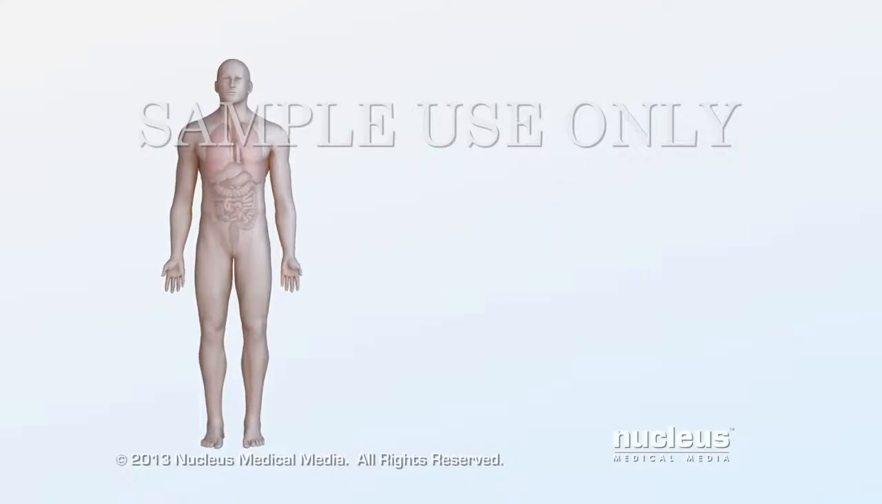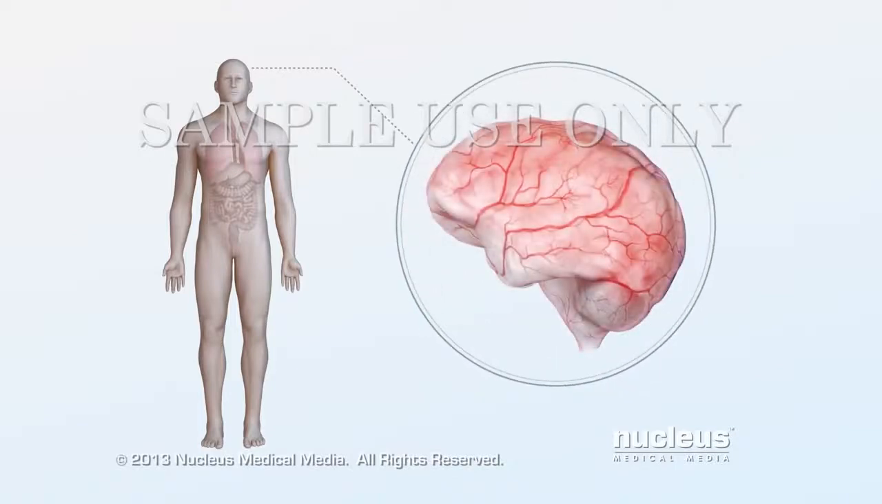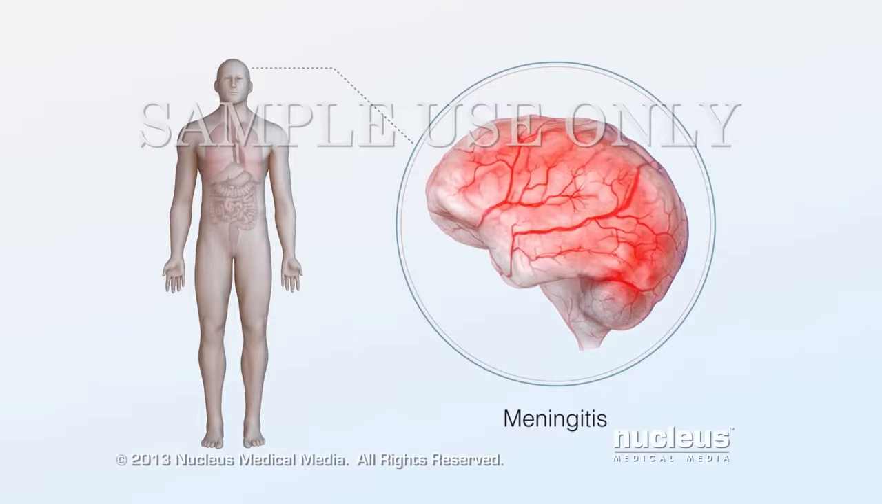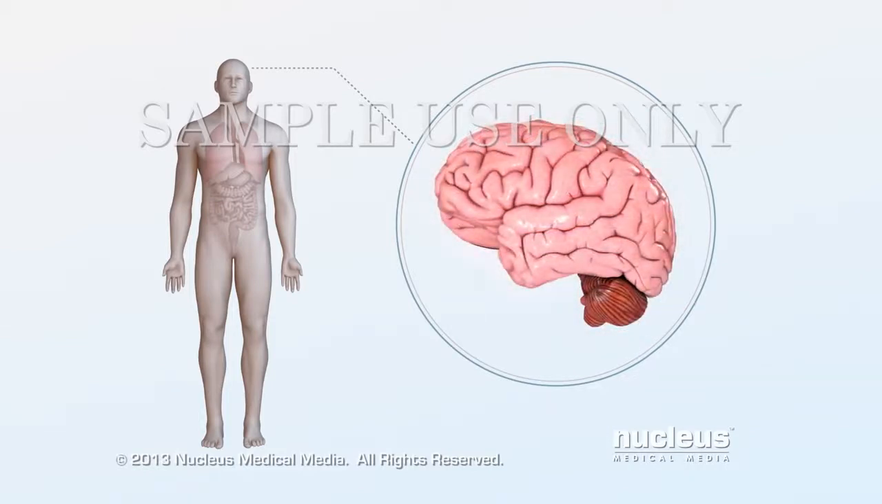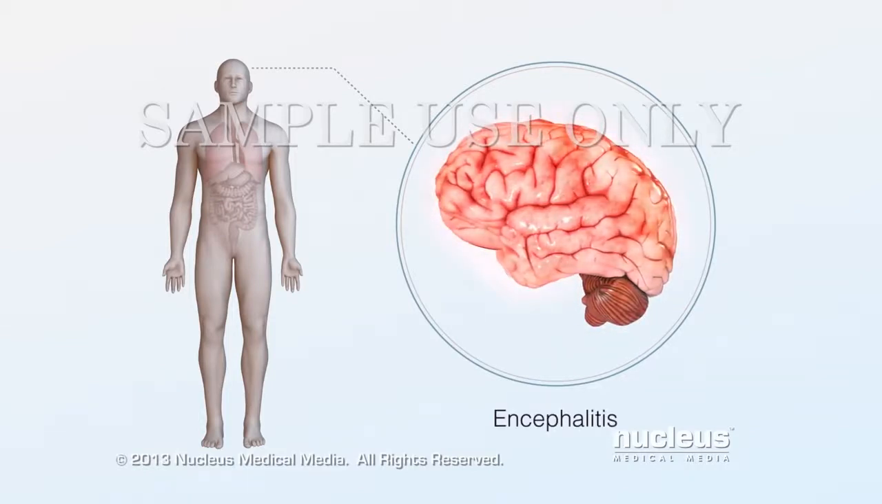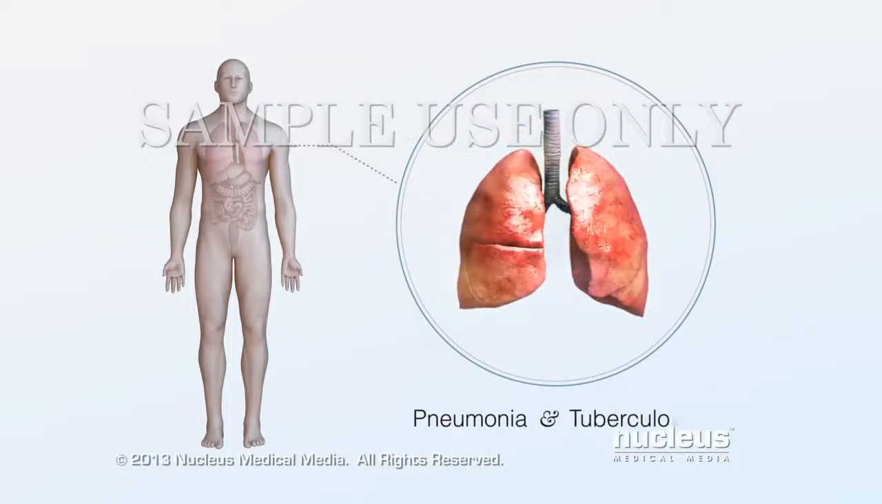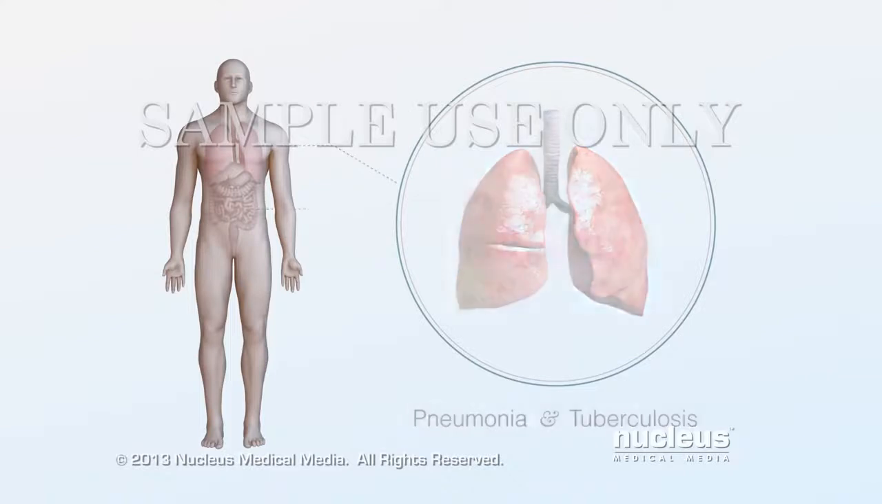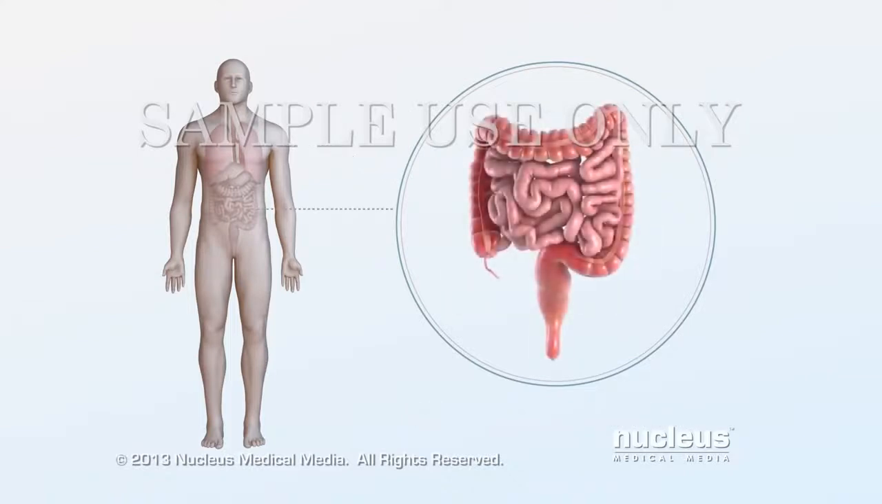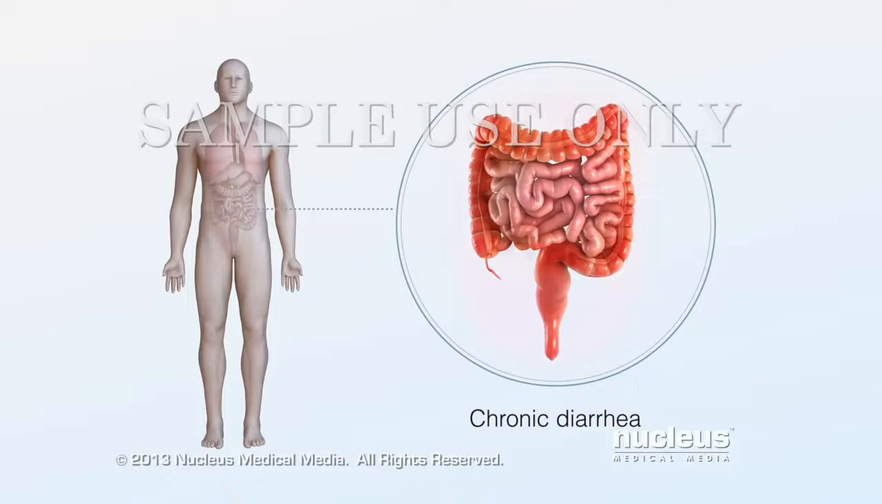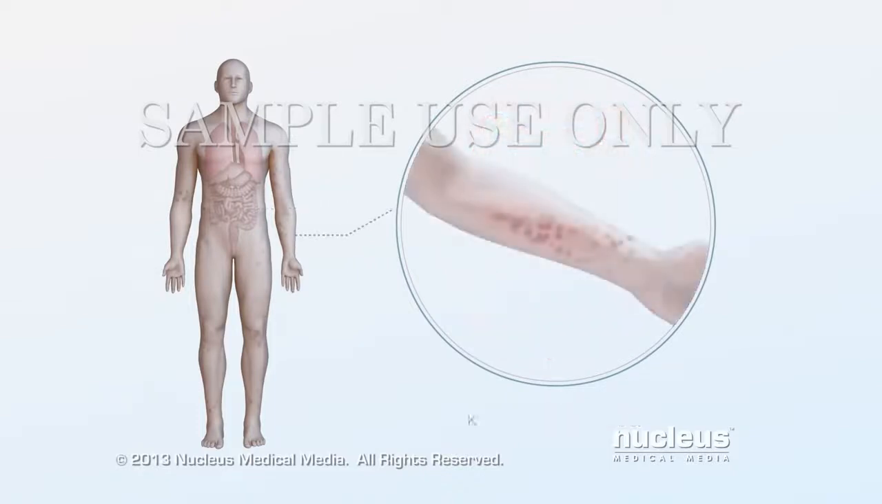Some of the common AIDS-related opportunistic infections are inflammation of the tissues covering your brain and spinal cord, called meningitis, inflammation of your brain, called encephalitis, respiratory illnesses, such as pneumonia and tuberculosis, intestinal illnesses, such as chronic diarrhea caused by infectious parasites, and cancers, such as Kaposi's sarcoma and non-Hodgkin lymphoma.